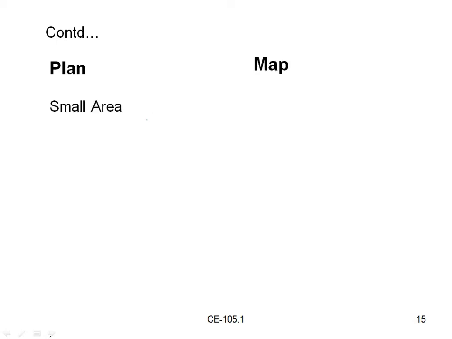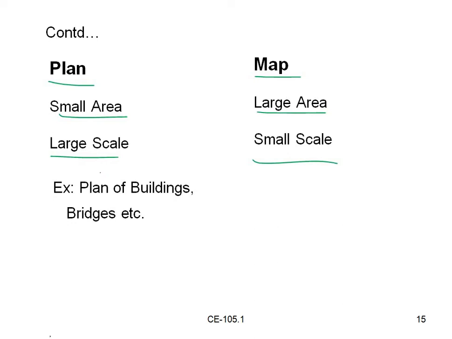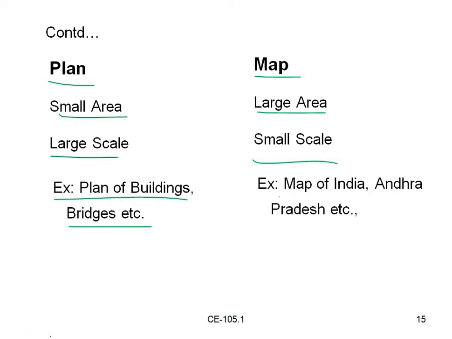Next is the difference between the plan and map. A plan is a small area, whereas a map can show a large area. A plan is a large scale and a map is a small scale. For example, a plan of buildings or bridges, etc. Whereas coming to the map, for example, a map of India and Andhra Pradesh, now Telangana. So that is the difference between the plan and the map.